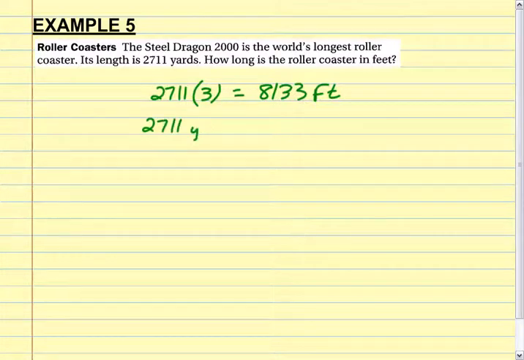Because think about this. 2,711 yards, but what's a yard equal? Okay, well let me get rid of the yards and write 3 feet. Multiply them, and you get the answer.